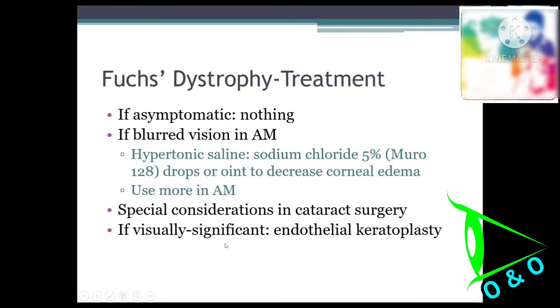If someone has Fuchs dystrophy and they need cataract surgery, there are some things you want to know about. Make sure that during surgery you protect the endothelium as much as possible, because they're going to be more prone to get corneal edema after surgery. If the Fuchs dystrophy is more visually significant, then you want to consider endothelial keratoplasty.